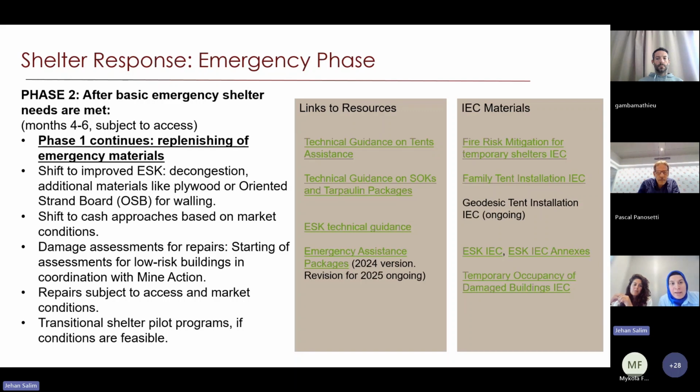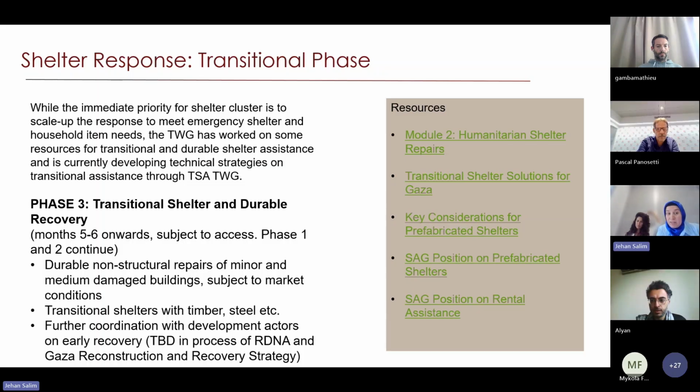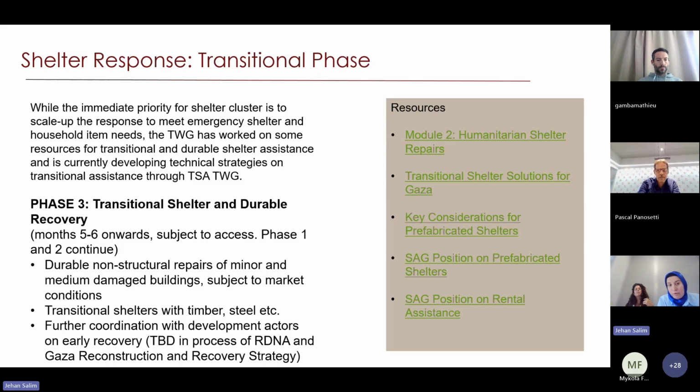Thank you. And then we do have phase 3. Of course, we are anticipating phase 2 and phase 1 will continue because this is a protracted emergency, but this will be anticipated from 5 to 6 months. Then we were thinking about durable non-structural repairs of minor and medium damaged buildings. So if items are available and entry is okay, then the transitional shelter with timber, steel, etc., to develop something for the response at that time.